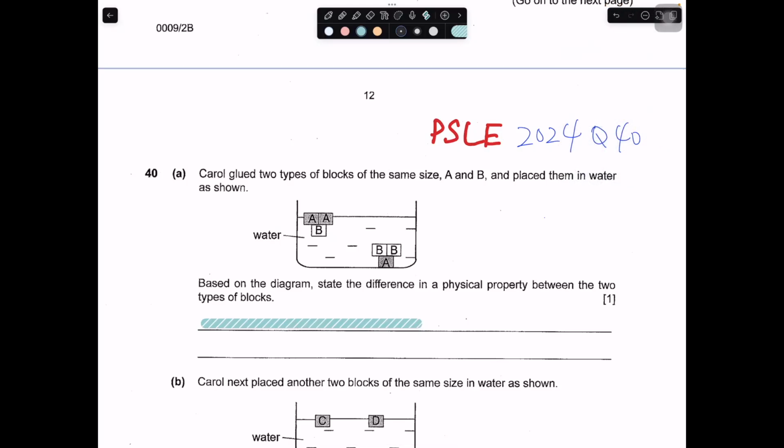Hey, hi everyone. So today I'll be going through PSLE 2024 question number 40. Carol glued two types of blocks of the same size, A and B, and placed them in the water as shown. Based on the blocks, state the differences in physical property between the two blocks.